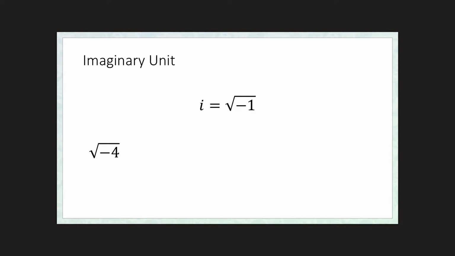Here we have the square root of negative 4. Now 4 has a square root, but negative 4 does not. No number times itself equals negative 4. Using the imaginary unit, we can rewrite the square root of negative 4 as the square root of negative 1 times 4. Then we have two terms that have square roots, and the expression simplifies to 2i.